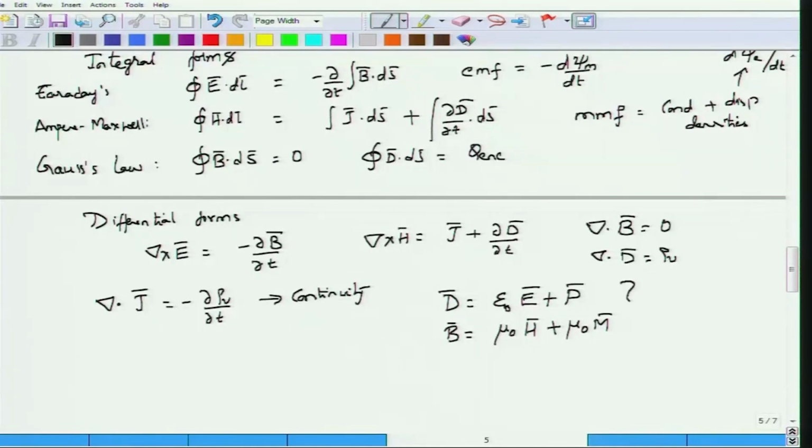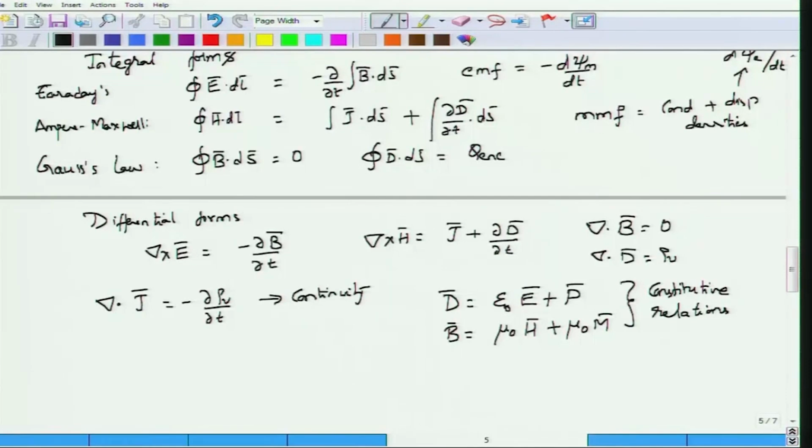These equations that relate D, E, P, B, H, M are called constitutive relations. Constitutive relations are those which tell us how the electric field would behave inside matter and how the magnetic field would behave inside matter.